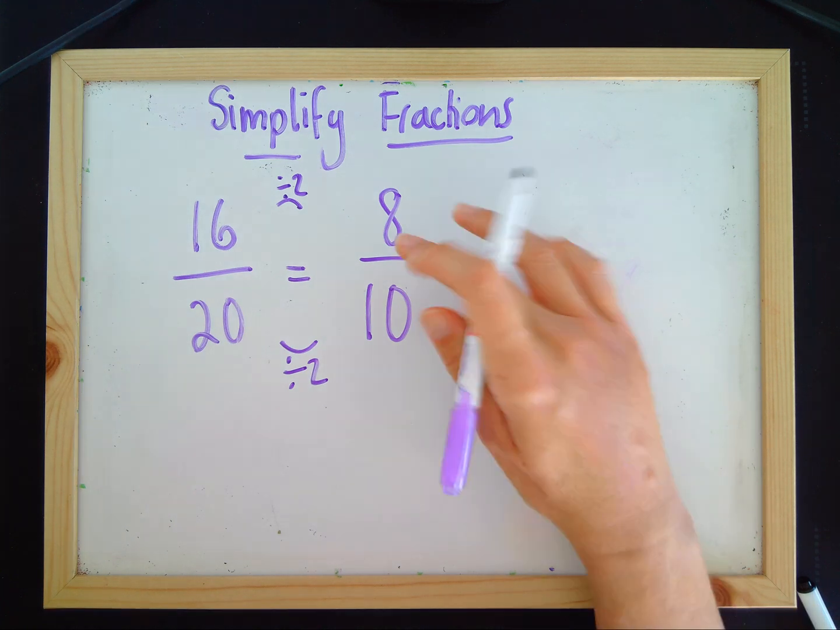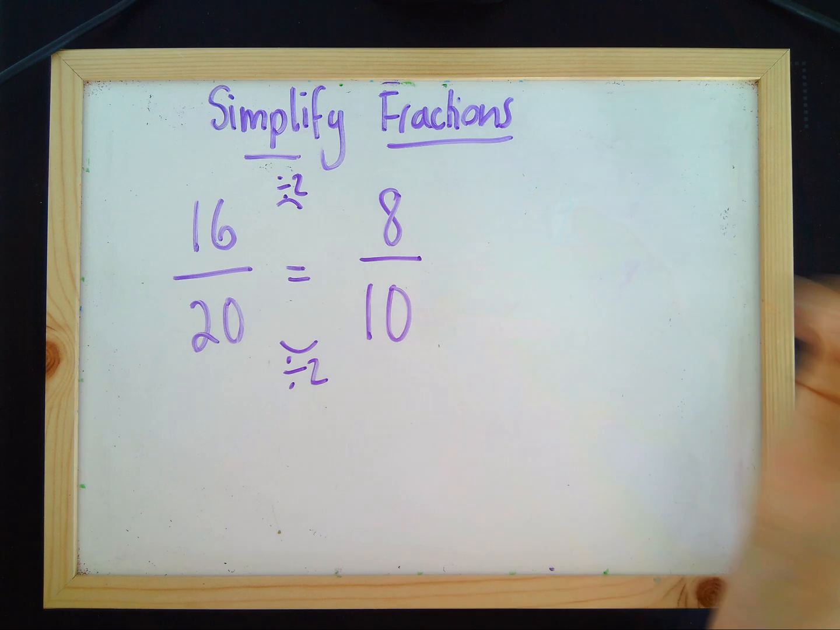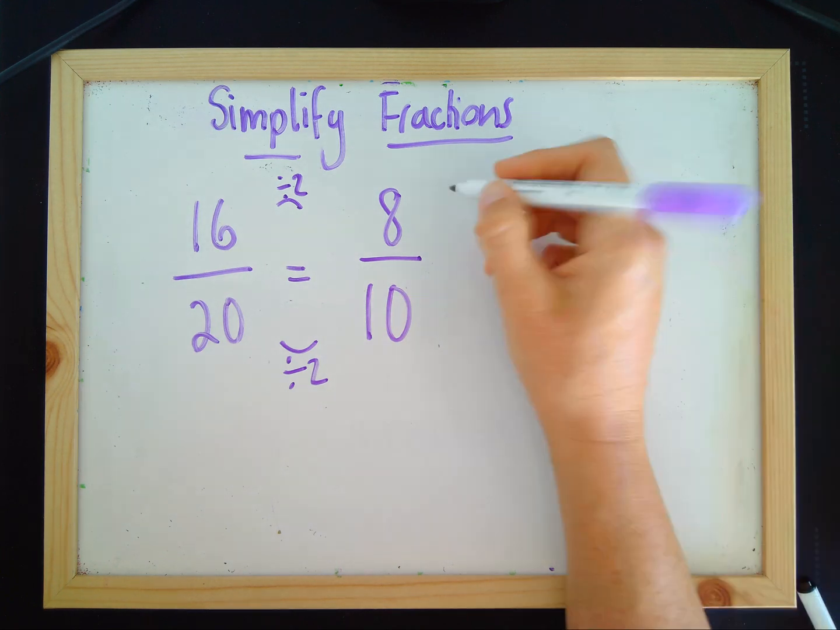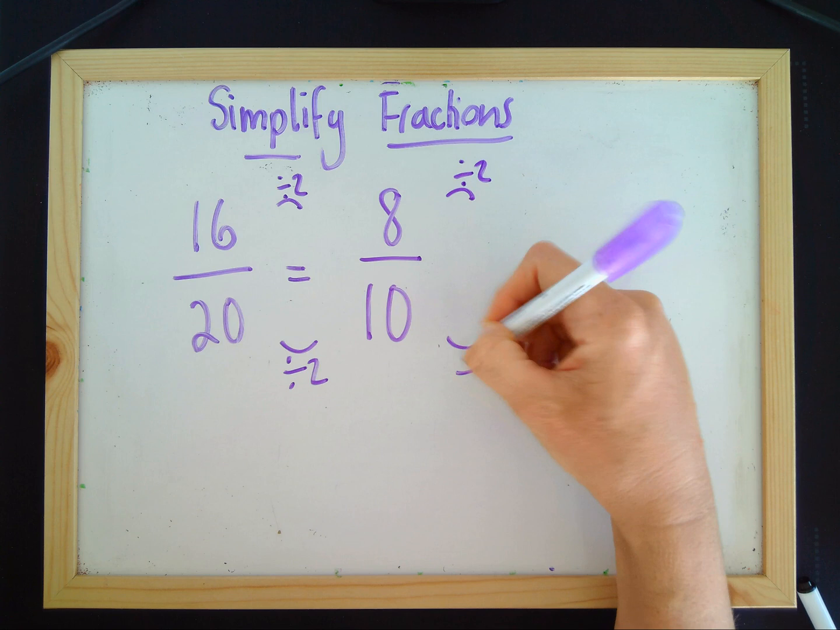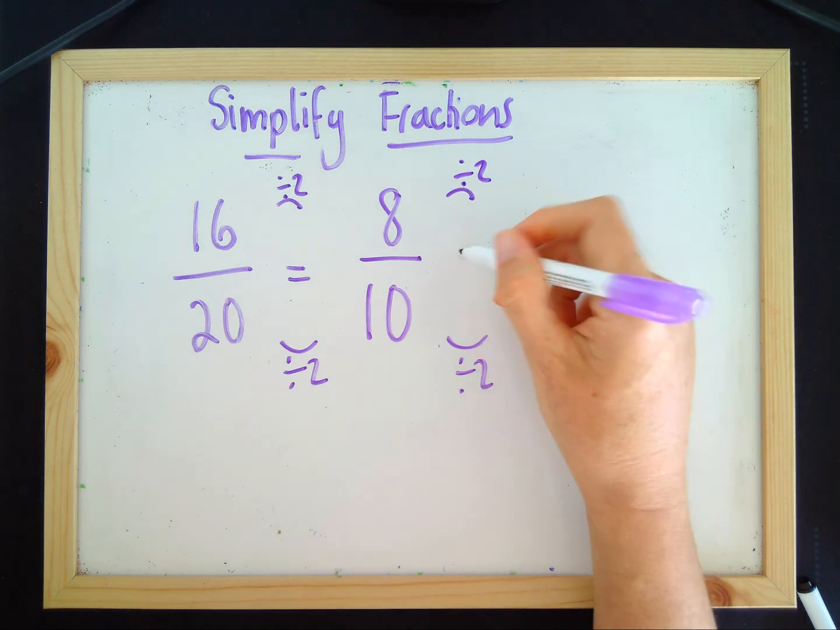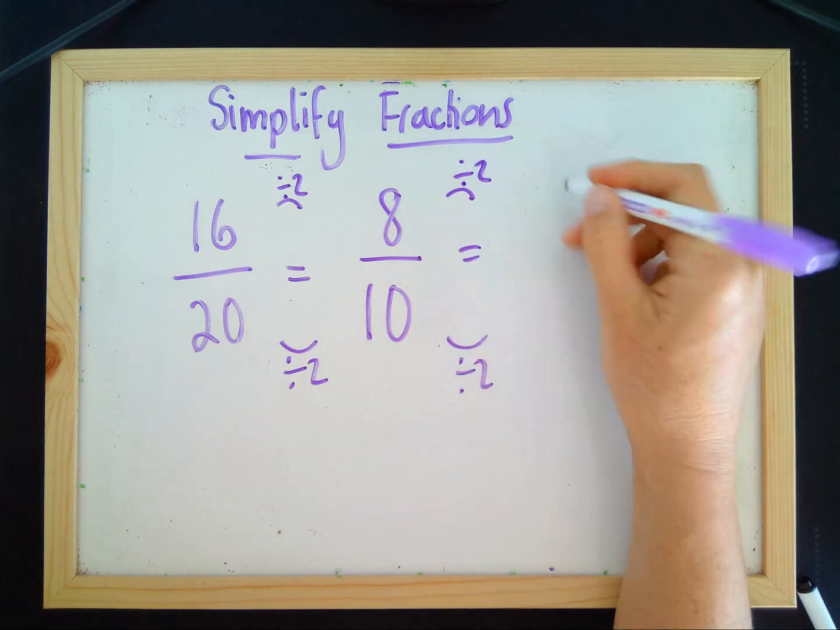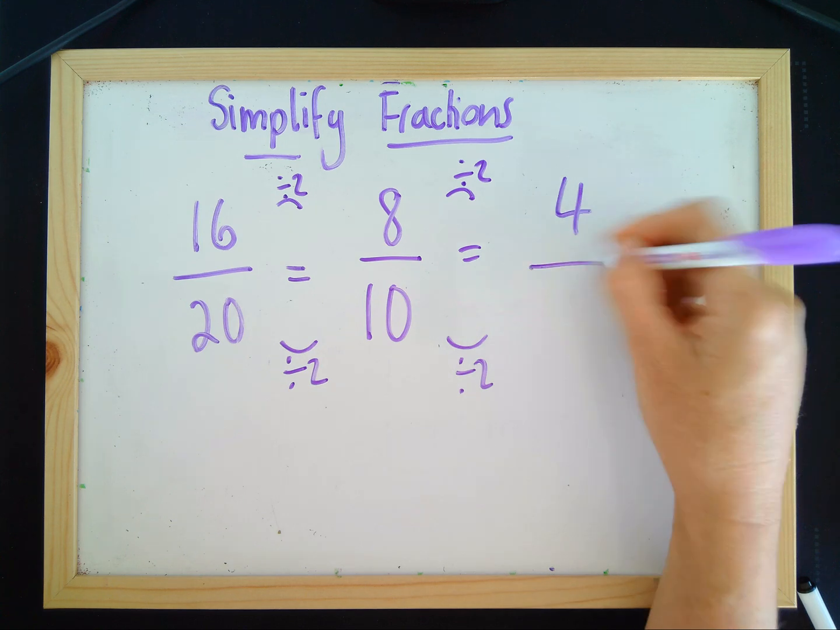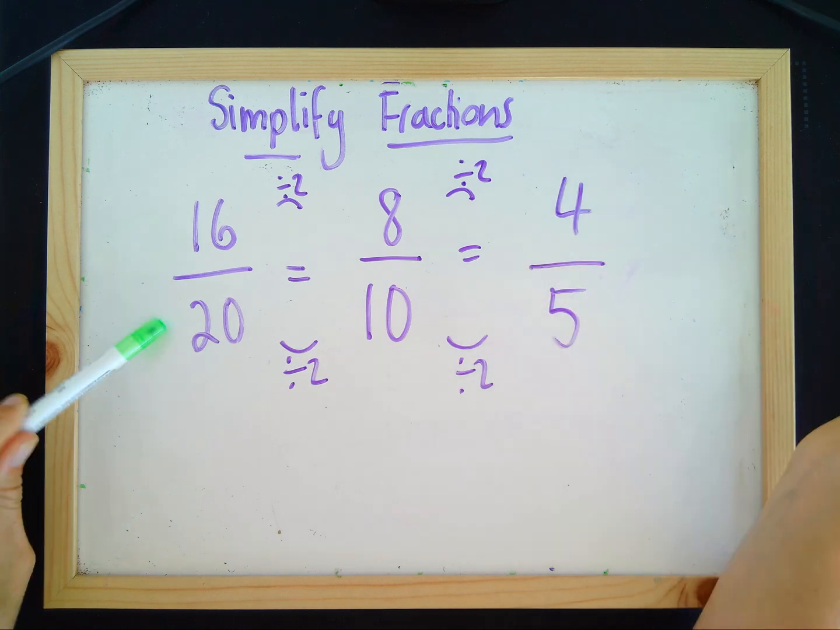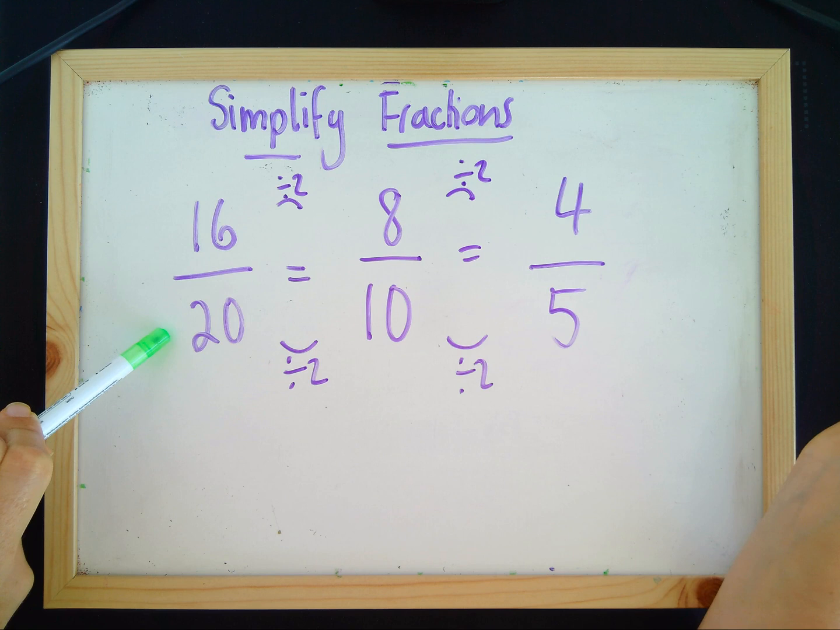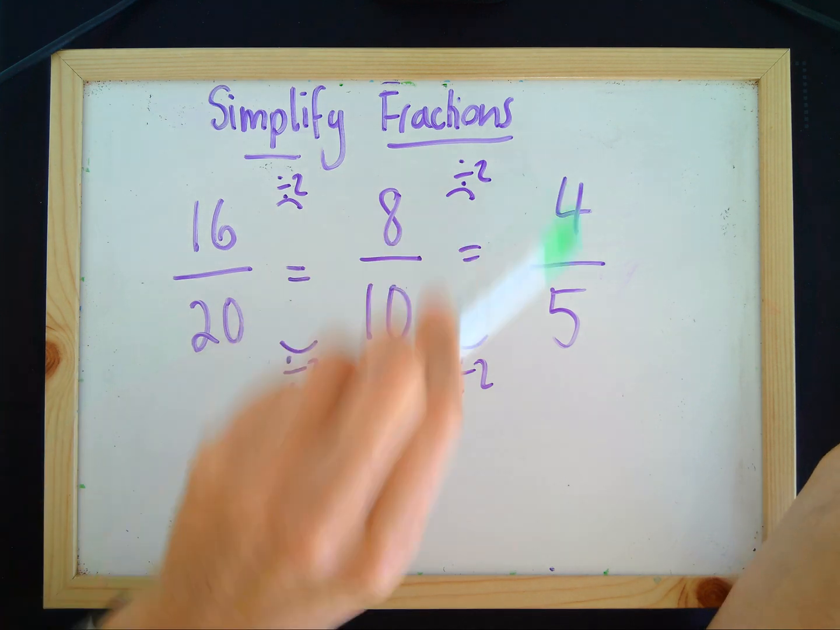Anytime you have an even number on the top and an even number on the bottom, you can at least divide by 2. So I'll divide by 2 again. Remember, you don't need to write this, I'm just showing you what I'm doing. 8 divided by 2 is 4, and 10 divided by 2 is 5. So 16/20, simplified as far as it can be simplified, is 4/5.